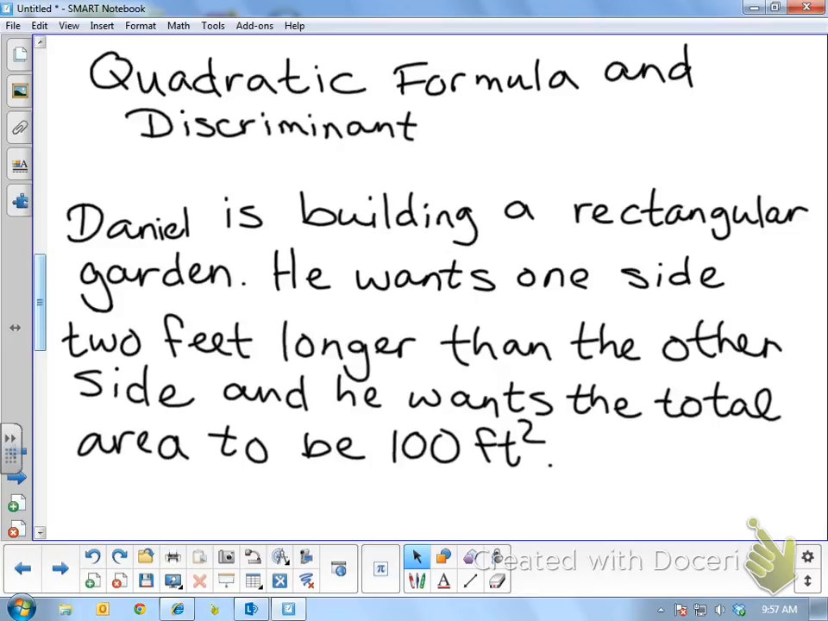So we are talking about area of a rectangle. What do we know about area of a rectangle? We do know that from the problem, but just in general, what do we know about area of a rectangle? You multiply the sides together to get the area.